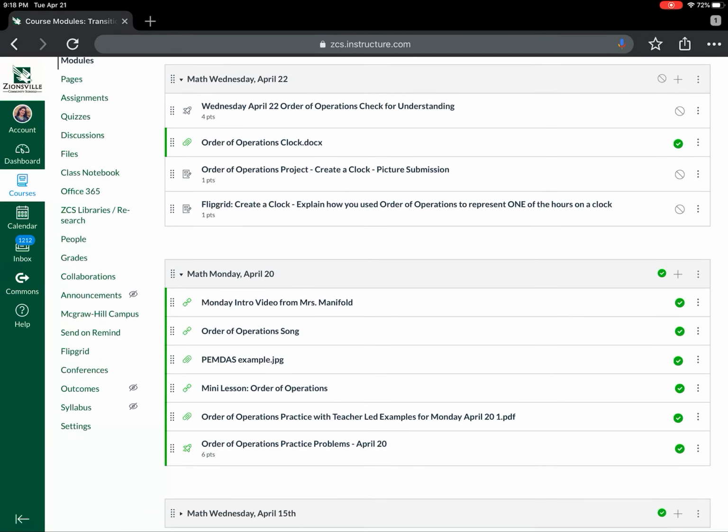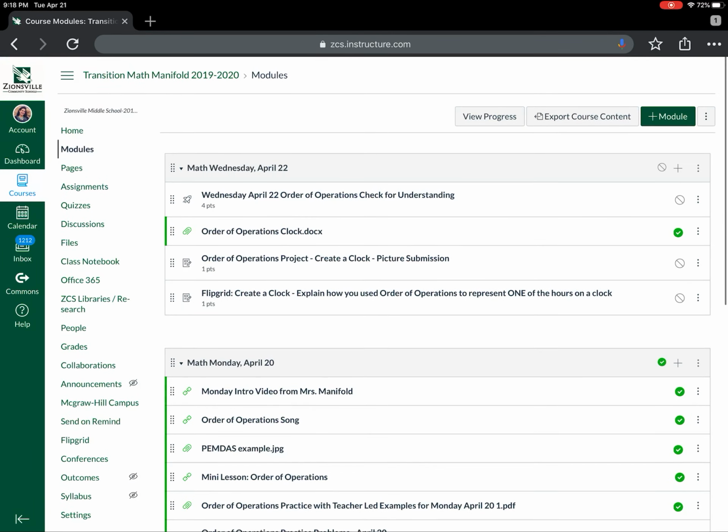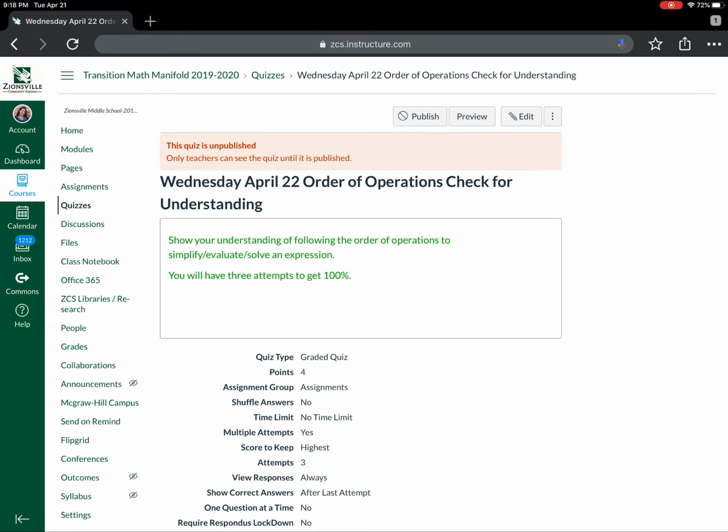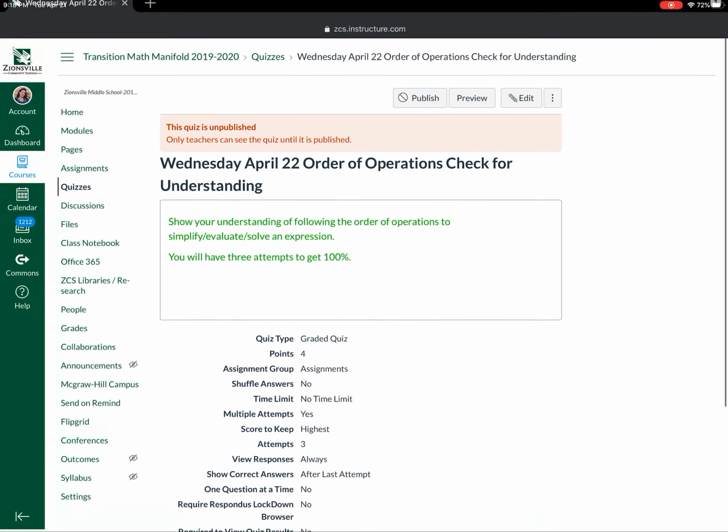We're going to click on the link for our module. Today we're going to continue with order of operations. To start off today, you are going to take a 4-question order of operations check for understanding.